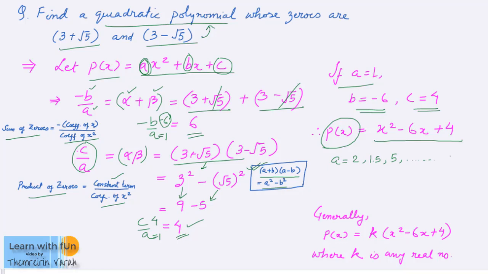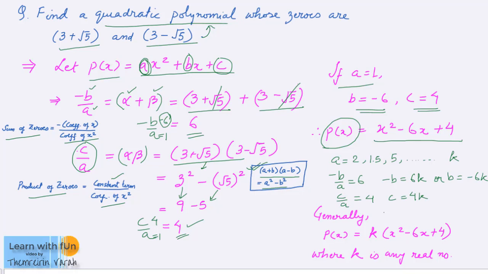Suppose we take the value of a as k. Then since minus b by a equals 6, minus b will become 6 into k, so b will become minus 6k. Similarly, c by a equals 4, so with a as k, c will become 4k. So a is k, b is minus 6k and c is 4k.